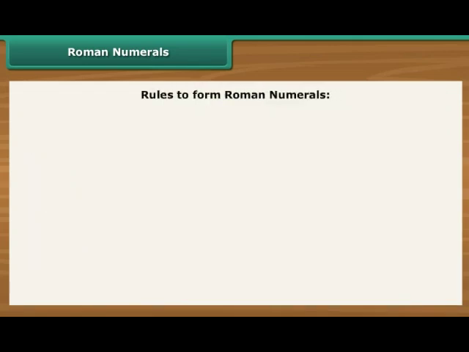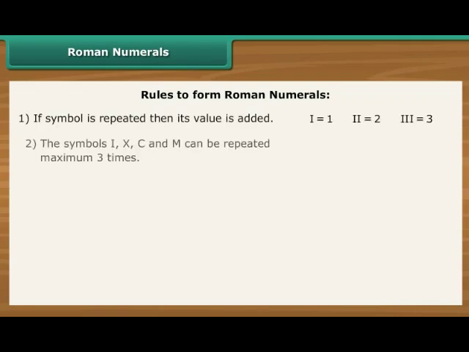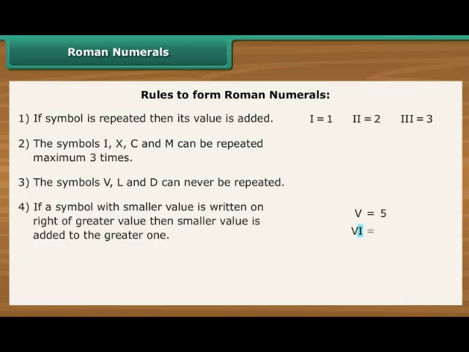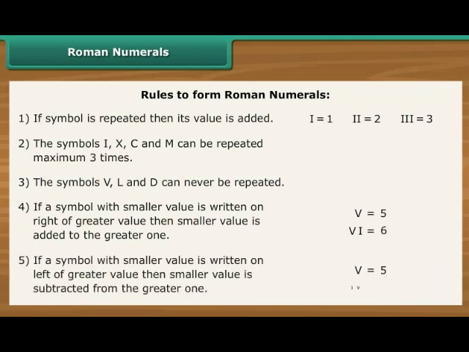There are certain rules to form Roman numerals. They are: 1. If symbol is repeated, then its value is added. 2. The symbols I, X, C and M can be repeated maximum 3 times. 3. The symbols V, L and D can never be repeated. 4. If a symbol with smaller value is written on right of greater value, then smaller value is added to the greater one. 5. If a symbol with smaller value is written on left of greater value, then smaller value is subtracted from the greater one.